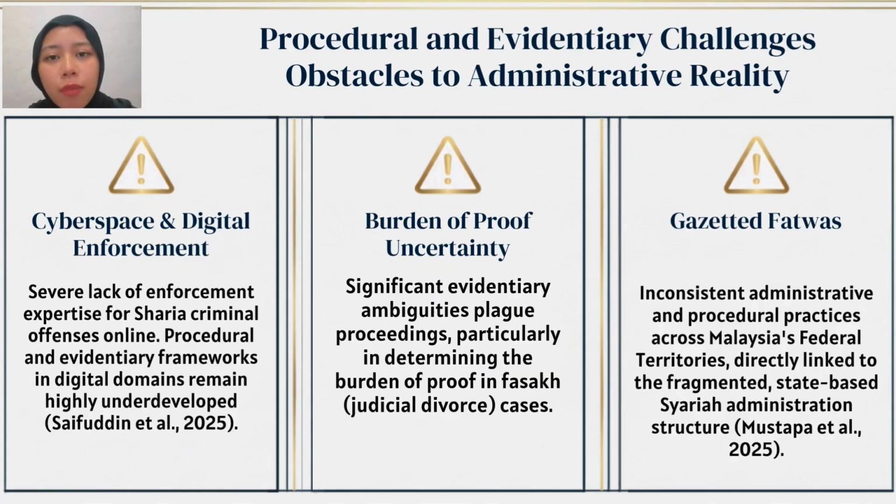Second is burden of proof and certainty. In FASA cases, who bears the burden to prove the jurisdictional fact of harm or neglect? This ambiguity makes it hard for the court to confirm jurisdiction. Third is gazetted fatwas. If a fatwa is the jurisdictional fact for an offense, but procedures are inconsistent across states, Mustafa and others say then it becomes unclear if the fact is valid for the court to act.